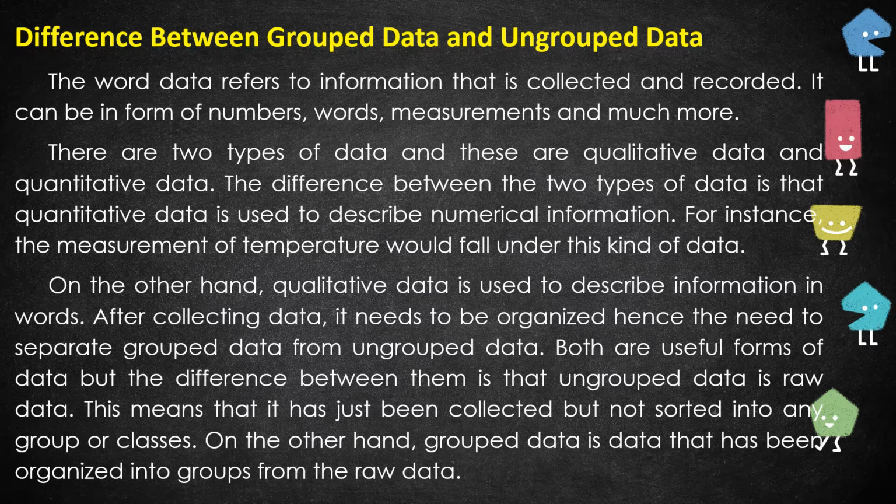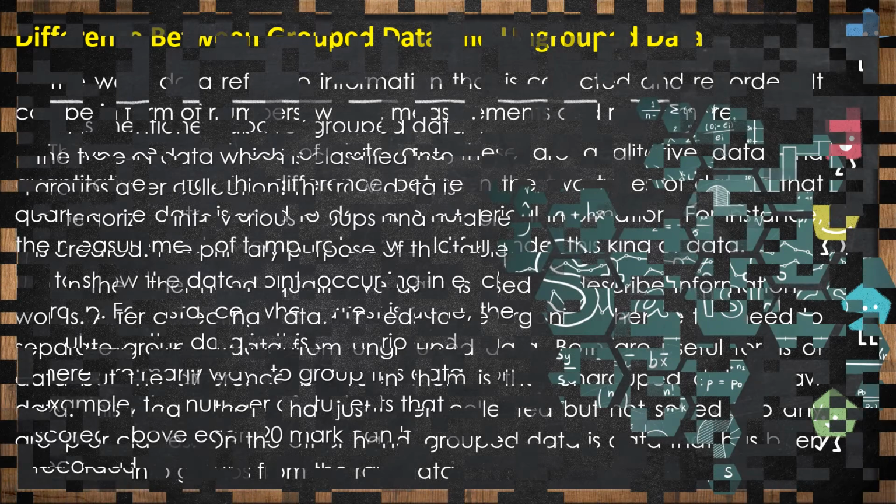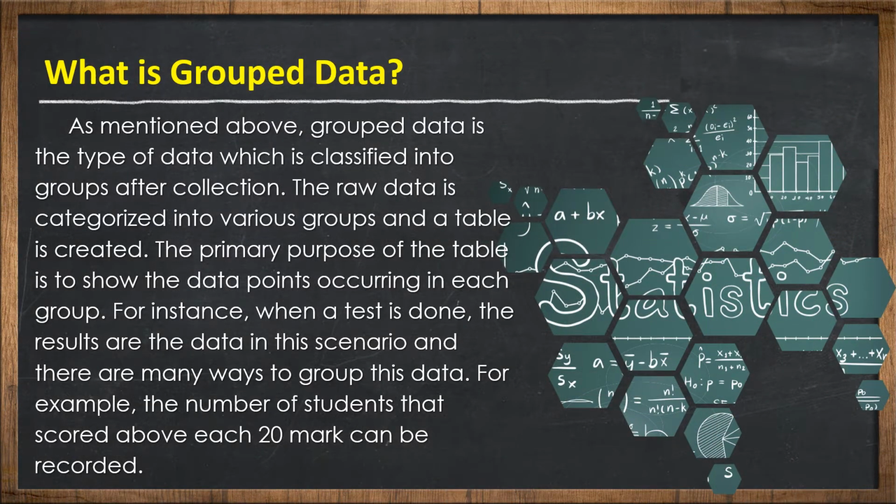Both are useful forms of data, but the difference between them is that ungrouped data is raw data. This means that it has just been collected but not sorted into any groups or classes. Grouped data is data that has been organized into groups from the raw data. So this will be grouped data, the type of data which is classified into groups after collection.